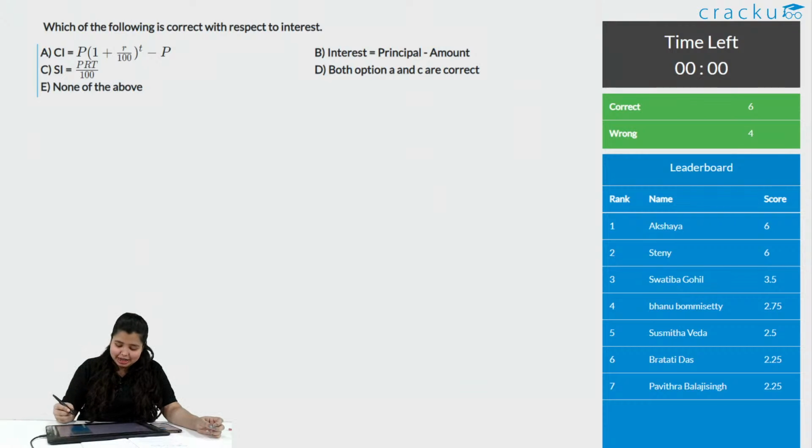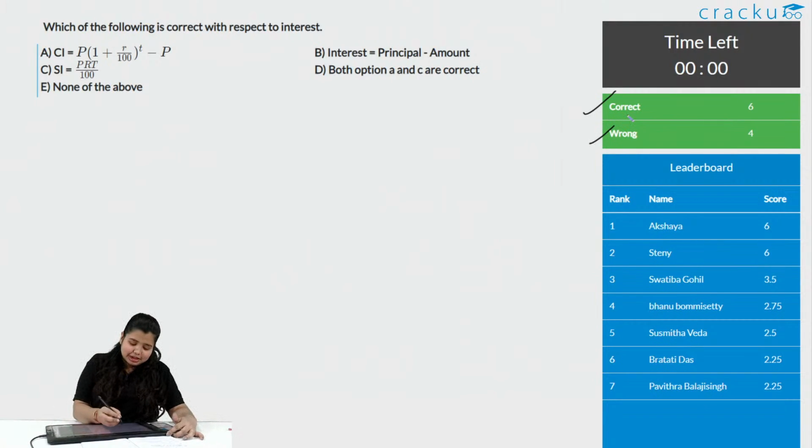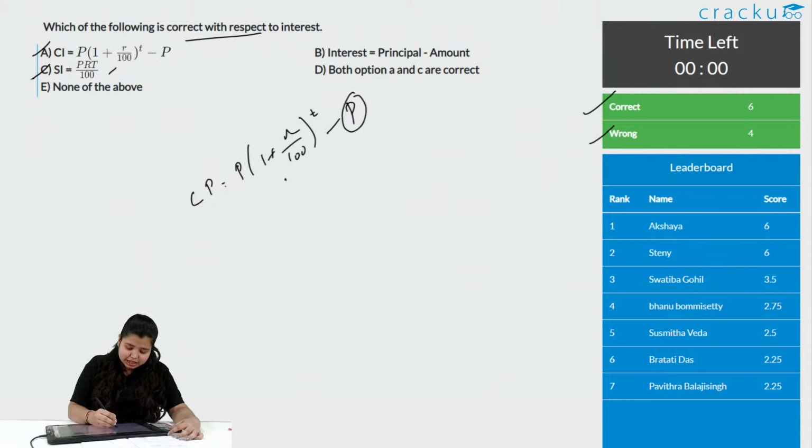Okay, that's really cool. I can see most of the people got this correct. There are 6 correct answers and 4 wrong answers. So, let's see which of the following is correct. We know C is correct. Simple interest is equal to PRT by 100. Obviously, even compound interest, that is correct. Compound interest is P into 1 plus R by 100 to the power T, that is time, minus P. Here this is principal and this is amount.